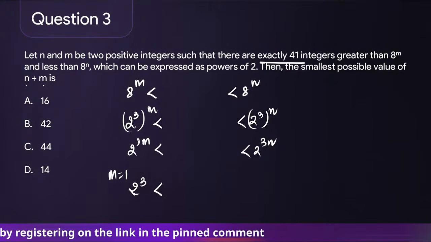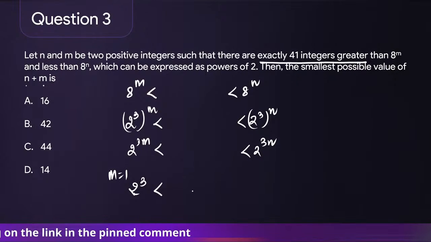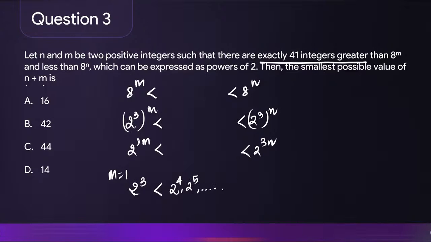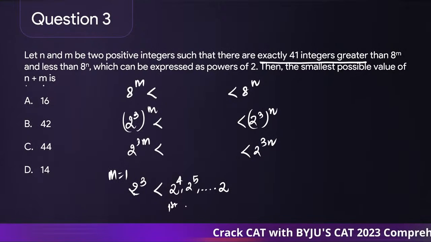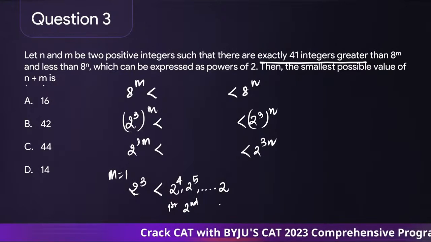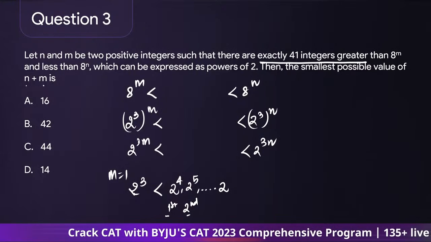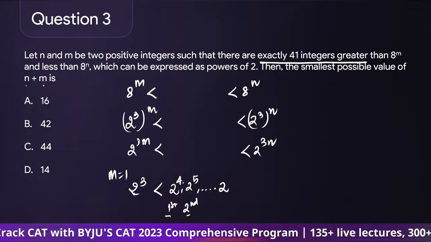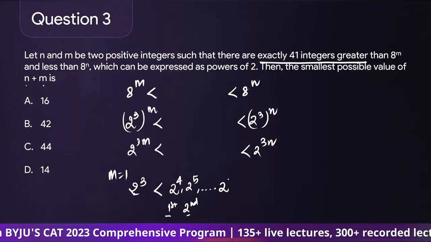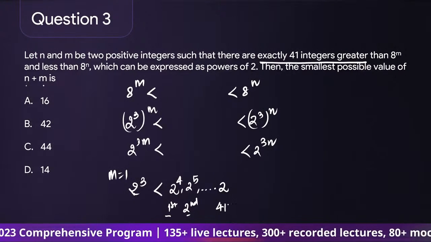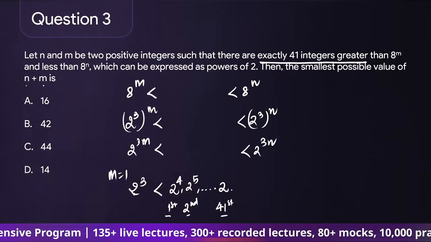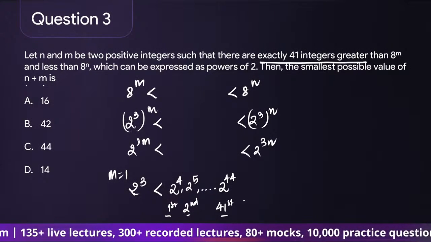And we are given that there are exactly 41 integers here, which can be written as powers of 2. So we can have 2 to the power 4, 2 to the power 5, and so on. So what would be the last one? If you pay attention, the first number is 2 to the power 4, the second number is 2 to the power 5. So whatever term I'm using here, I'm adding 3 and putting that as power. If I need the 41st number, I will add 3 to it and say 2 to the power 44.